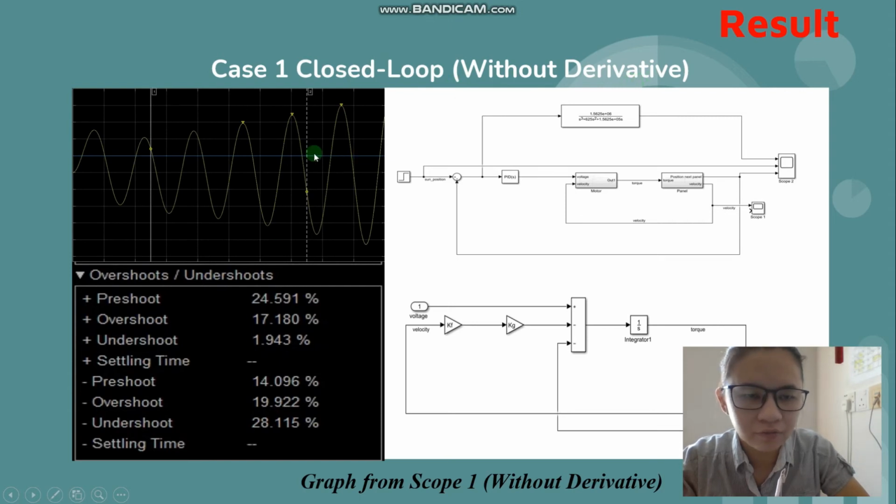This is the graph that we get from scope 1. In each case there are two scopes, scope 1 and scope 2. In the result, the overshoot is above 10% without derivative, which means that if there is no derivative, the derivative drop won't occur here.